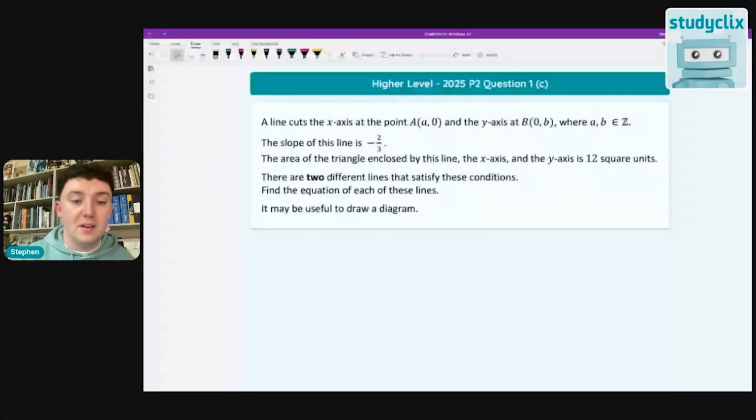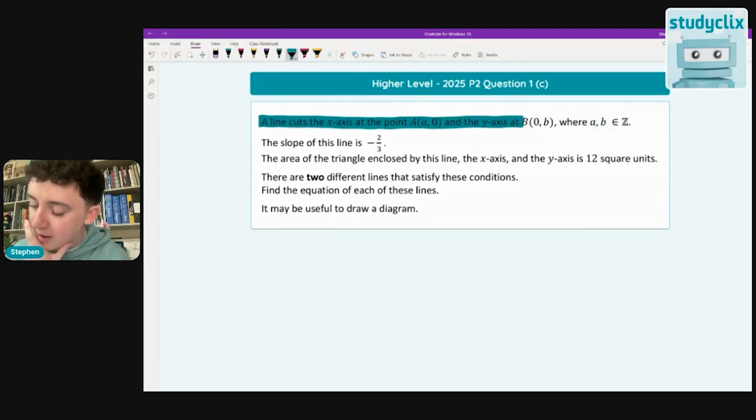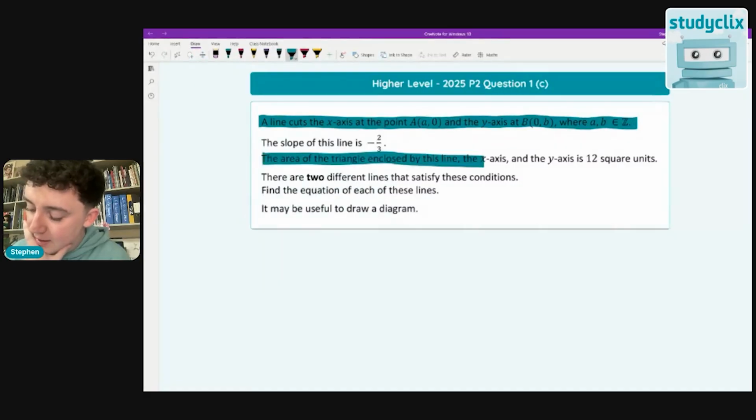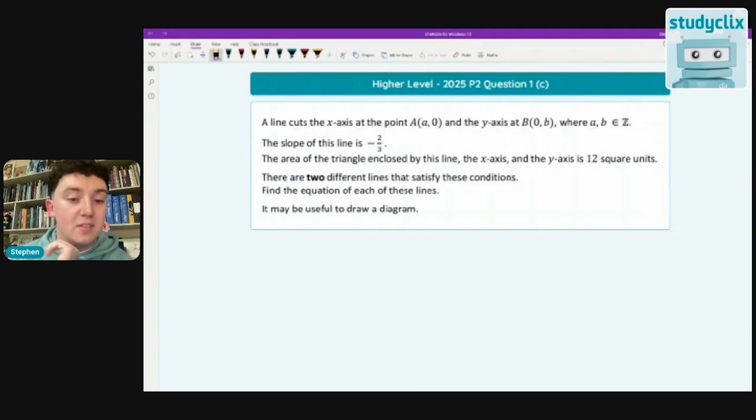So let's jump over to some sample questions here. This is a higher level one, 2025 paper 2 question 1C. I'm not doing out a solution video. We have all that there, and you may not have even done this topic. Now, what I don't want to see is you sat in the exam saying, okay, I'm highlighting. Stephen from Studyclix said highlight, so let me highlight everything and we'll fire a rainbow across our page. No, that's no good to you because you've not highlighted what's important.